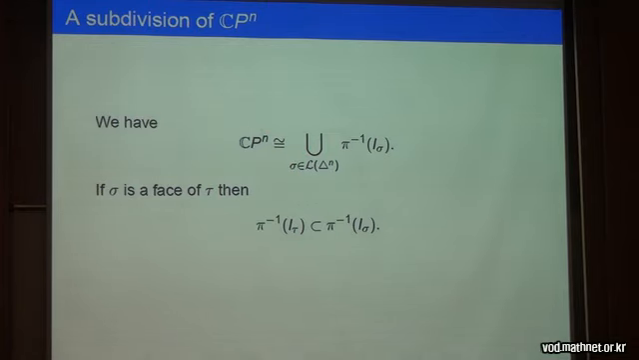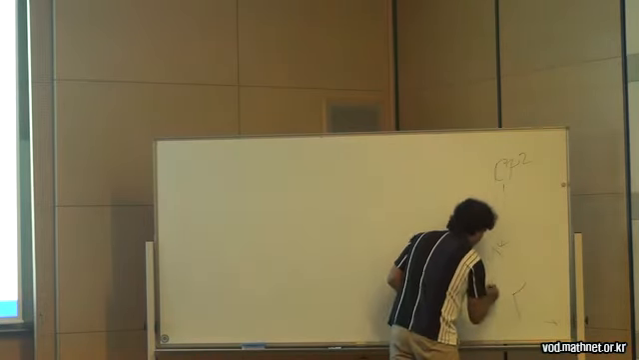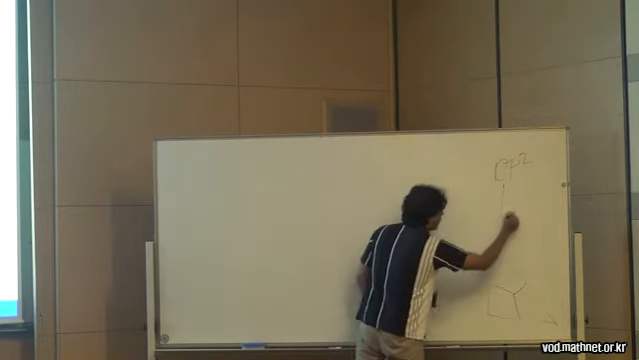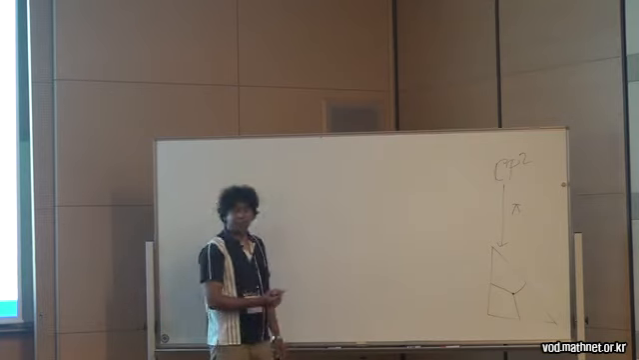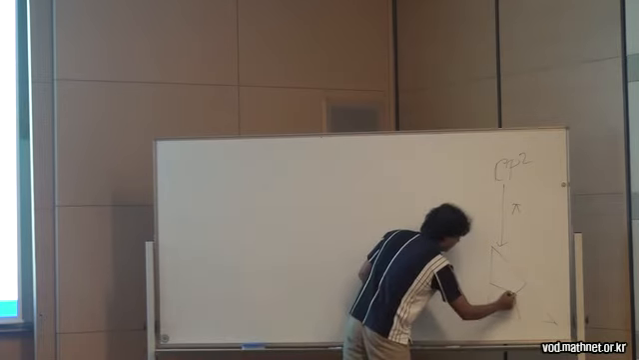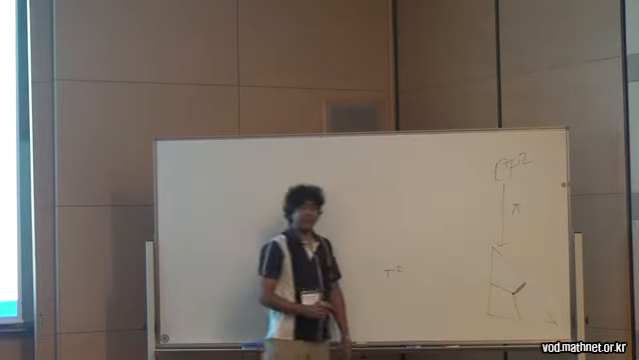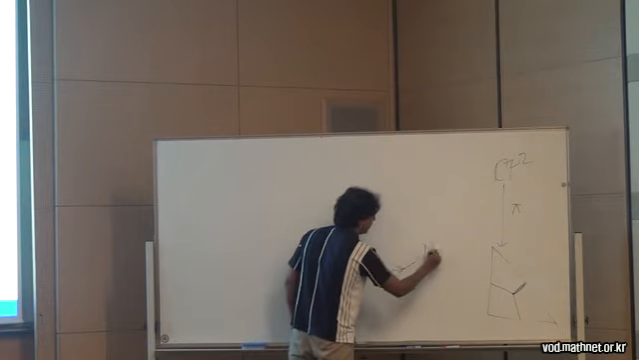I will do the CP2 case. For CP2, we have this triangle, and now we have this cubical subdivision. This is our orbit map. We know the inverse image of this point is our torus, so this is T^2. Now what will be the inverse image of this line? This is homeomorphic to D^2 × S^1.